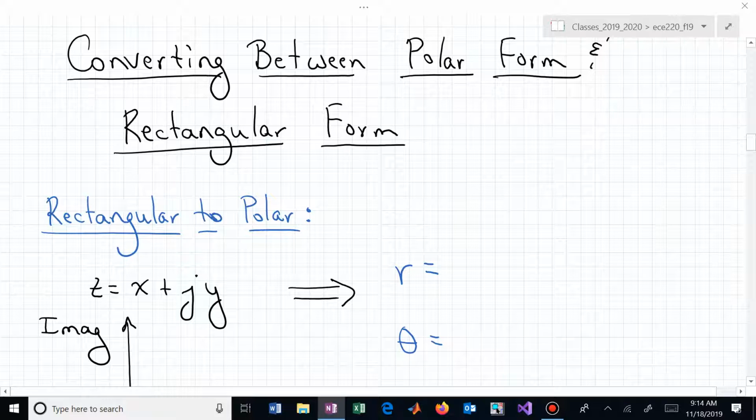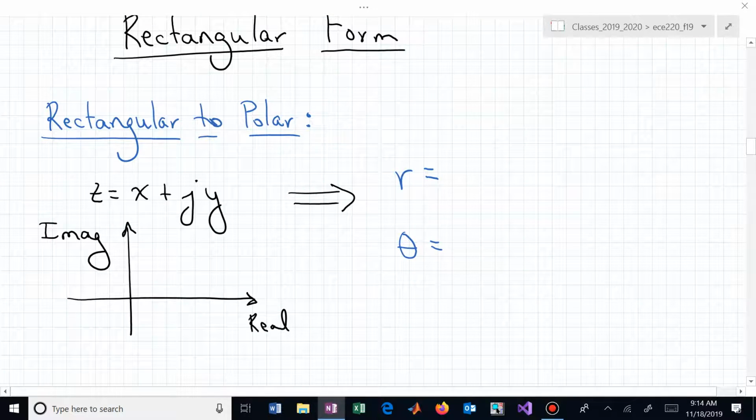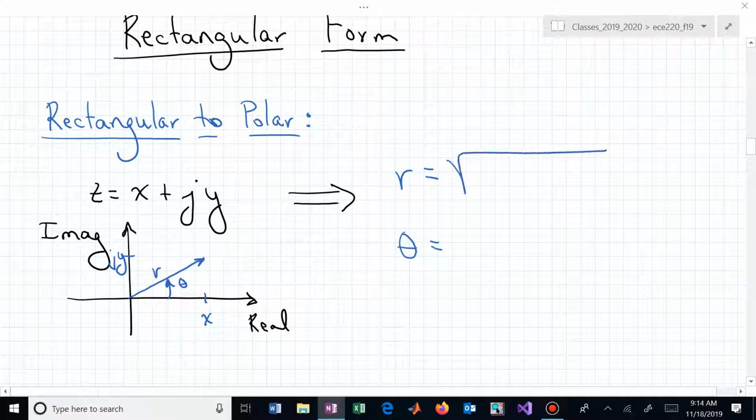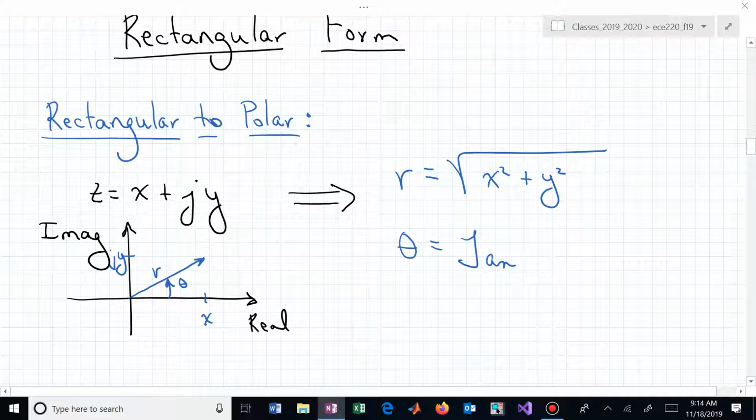But how do we relate r and theta? If we now have a complex number in rectangular form, we're over here at x, j y. Now we just have to deal with right triangles. We have the hypotenuse, and we have that angle, where r is the square root of the real part squared plus the imaginary part squared, and the angle is the inverse tangent of y over x.